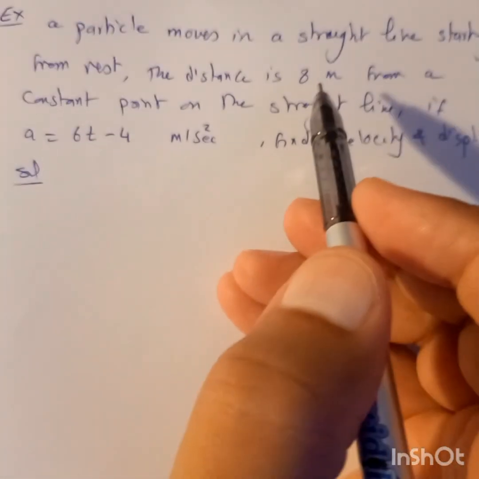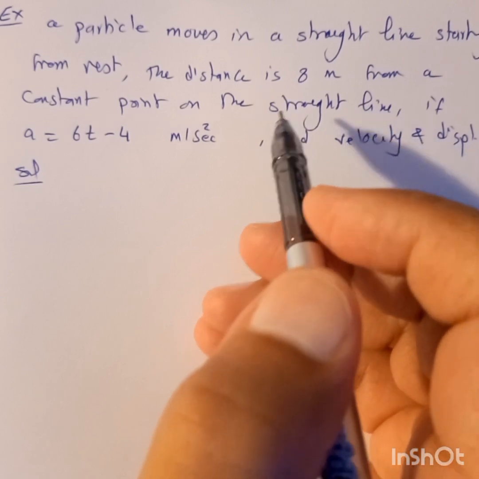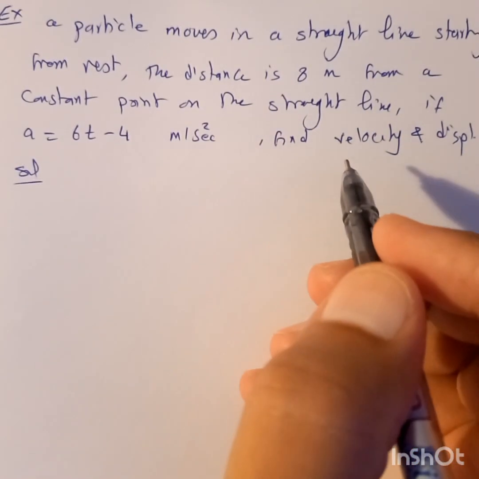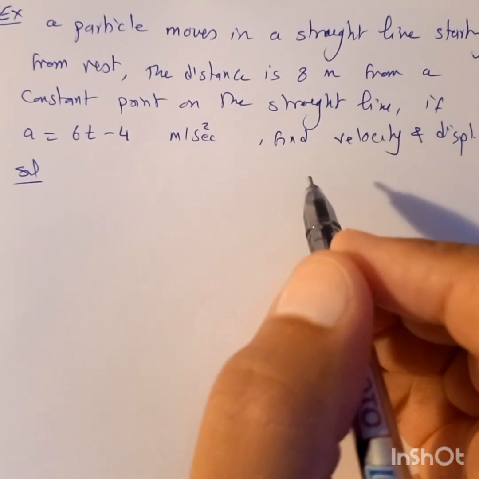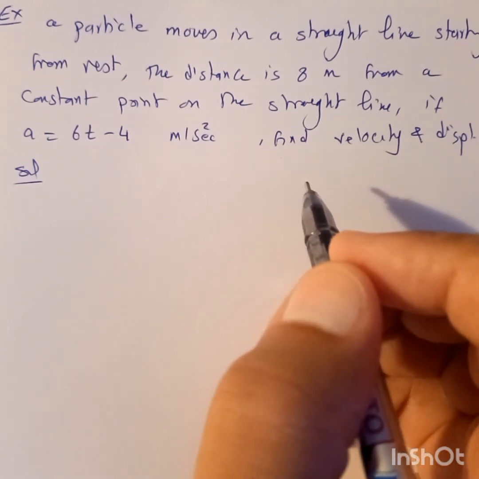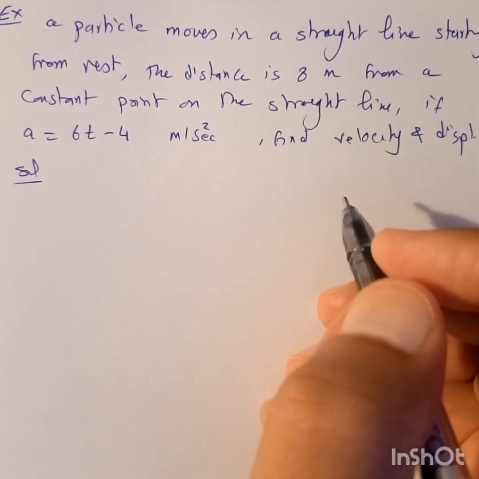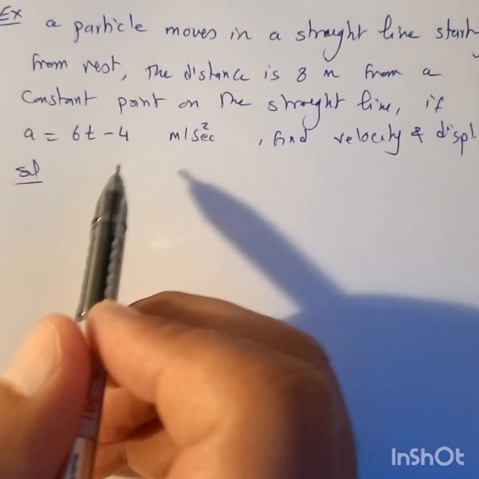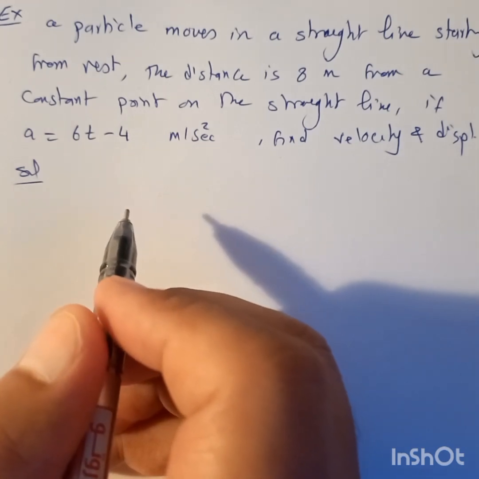We have an example. A particle moves in a straight line starting from rest, at a distance 8 meter from a constant point on the straight line. If its acceleration equals 6t minus 4 meter per second square, find velocity and displacement. Now we'll solve this problem by using indefinite integration.